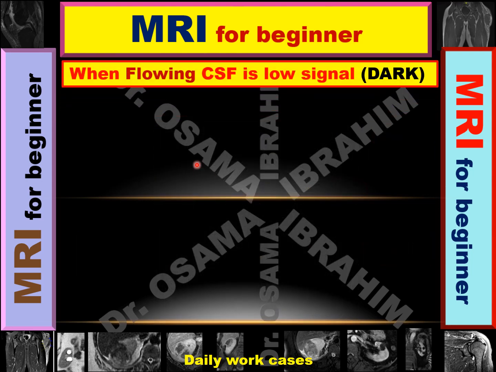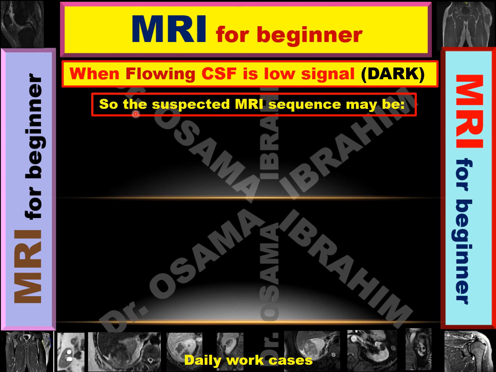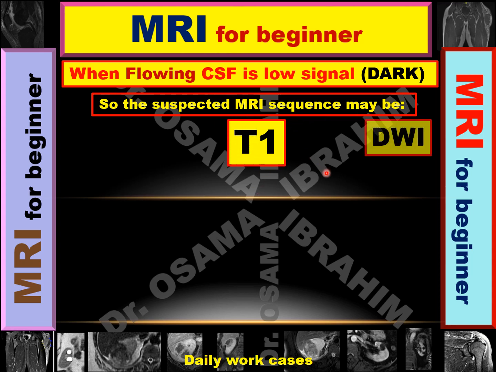So when the CSF is low signal, like the CSF in the ventricles, dark signal, the suspected MRI sequence may be T1, diffusion weighted image, or FLAIR.